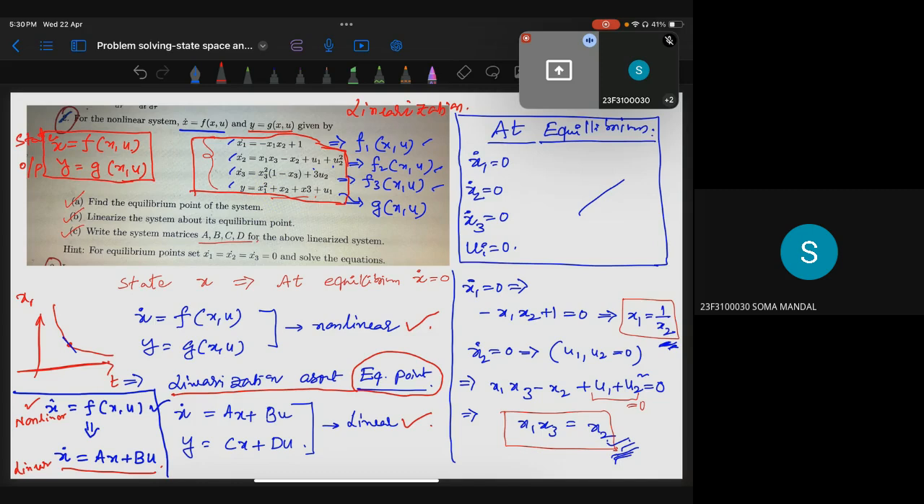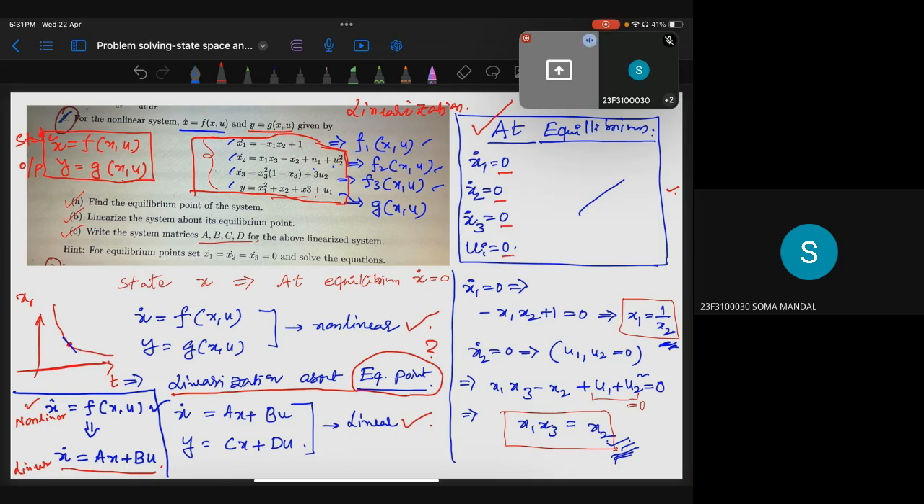Okay, basically what is this equilibrium point? An equilibrium point is something where, when the system state starting at an initial point reaches that point, from there the system will not change much. It means that if you take the derivative at that point, the derivative becomes zero. So that point is called the equilibrium point. Clear? Yes, sir. Clear.